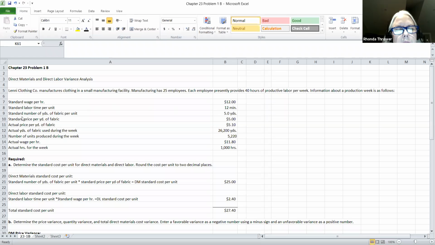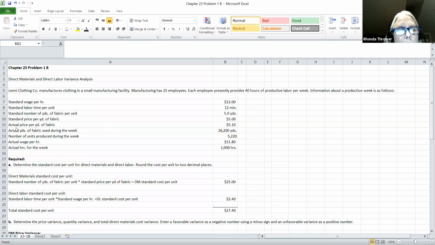So the next thing that they've given you is the standard number of yards of fabric per unit. Again, anytime it says standard, it means that was the budgeted amount. And in this case, it's 5 yards. The standard price per yard of fabric was $5. The actual price of the fabric was $5.10.